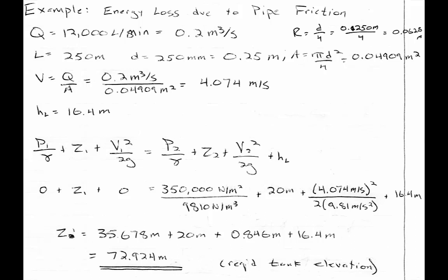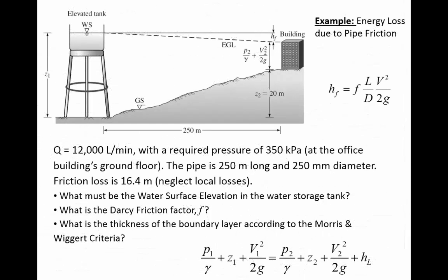So just substituting it into the energy equation, we end up finding that the elevation of water in the tank above the datum should be at an elevation of 72.9 meters. And if it's higher than that, the pressure at the ground floor will be bigger. If it's lower than that, then the pressure at the ground floor would be less.